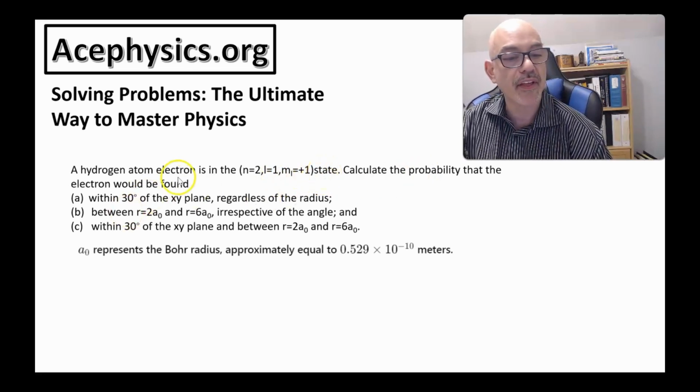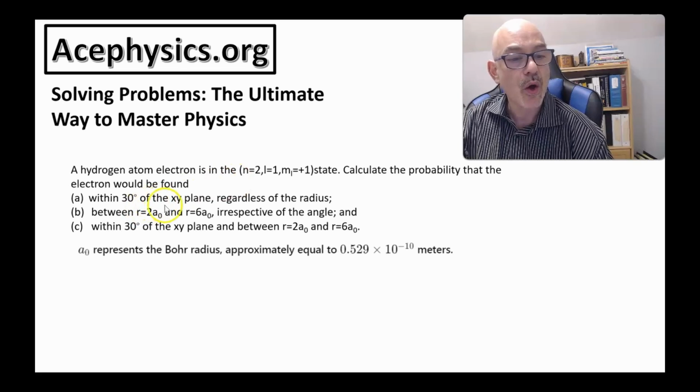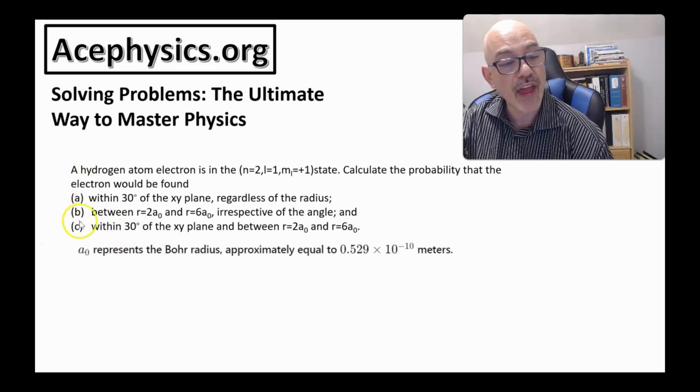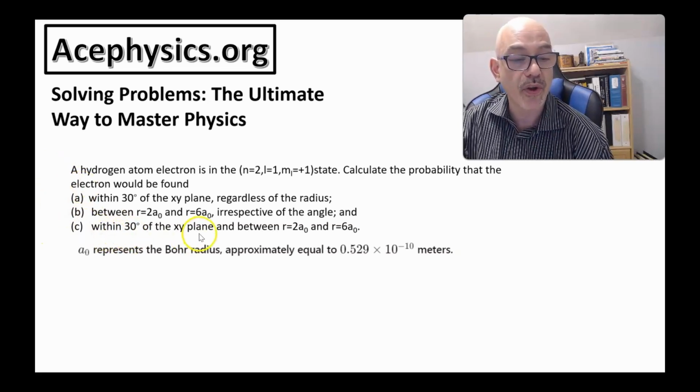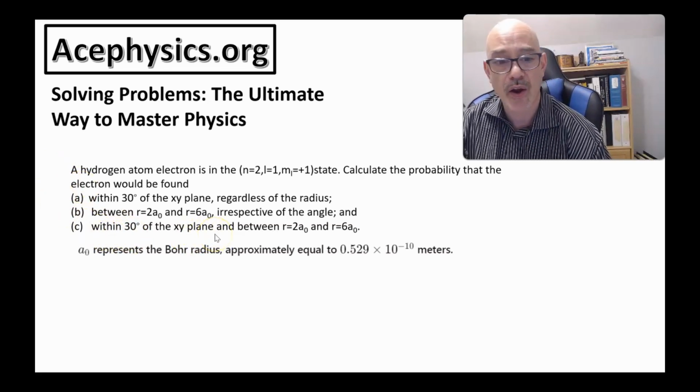Calculate the probability that the electron would be found A, within 30 degrees of the xy plane regardless of the radius, B, between r equals 2a naught and r equals 6a naught, irrespective of the angle, and C, a combination of both a and b, which is within 30 degrees of the xy plane and between r equals 2a naught and r equals 6a naught. A naught represents the Bohr radius and is approximately 0.529 times 10 to the negative 10th meters.